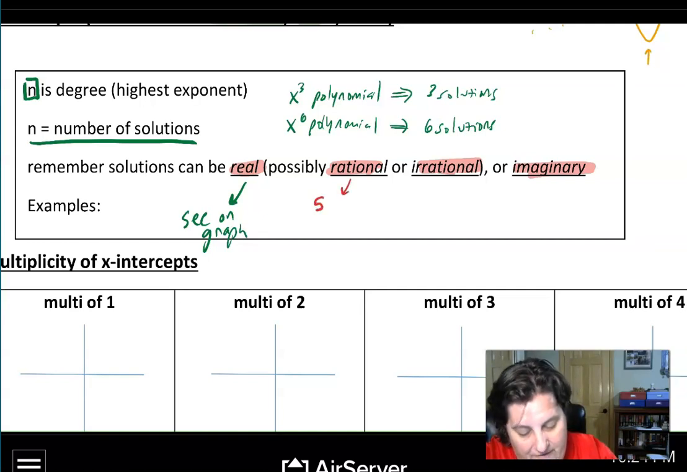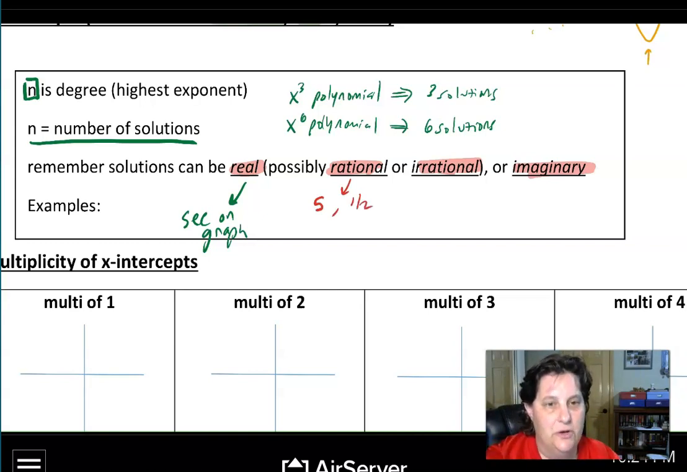A rational number would be like 5. Perfect. Or like a half. Those can be solutions. And you would see those on the number line. It would hit at 5, or it would hit at a half, or, you know, it hit at negative 6.4, or whatever. Those are rational.